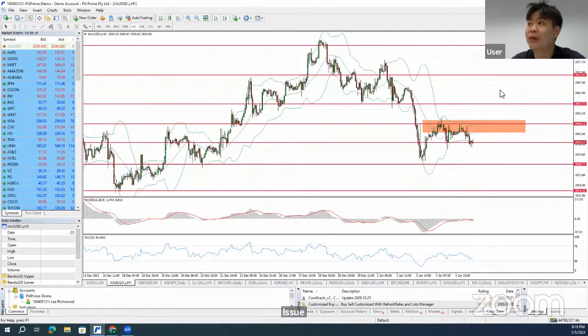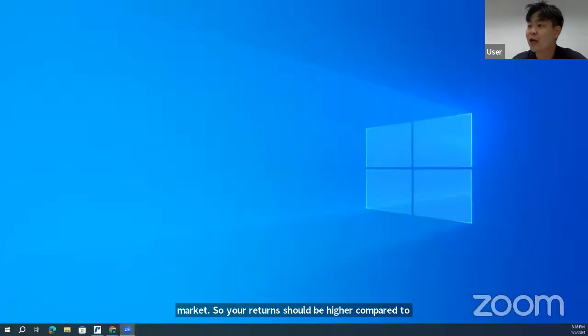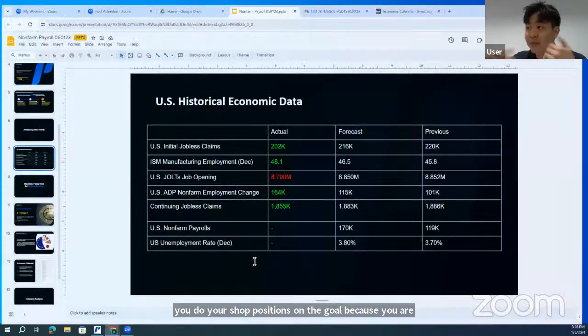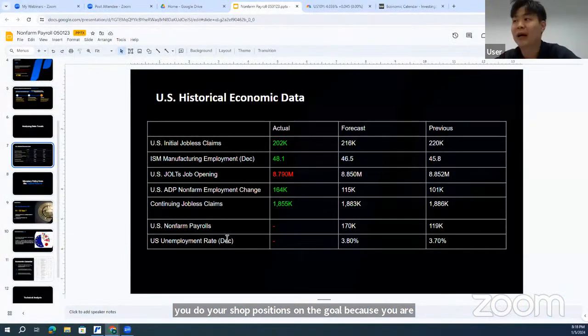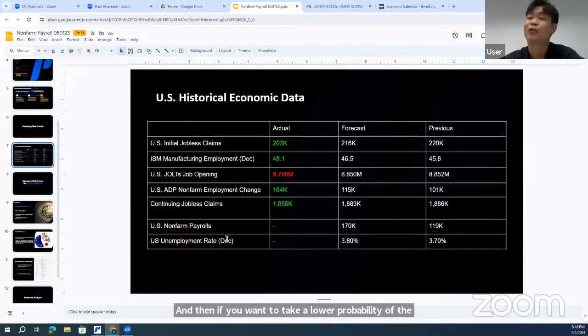So your return should be higher compared to your short positions on the gold, because you are taking higher risk, because there is a higher probability that NFP will become better. And if you want to take the lower probability bets, of course your risk is higher, so your return should be considered higher also. This is just a brief understanding for you guys.